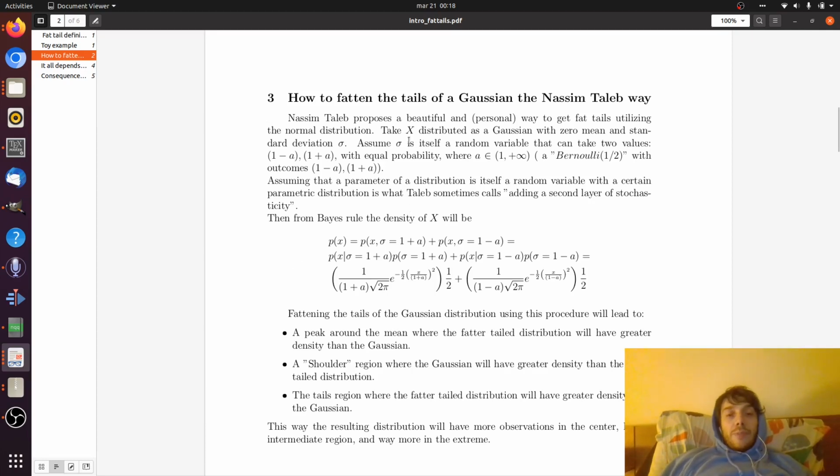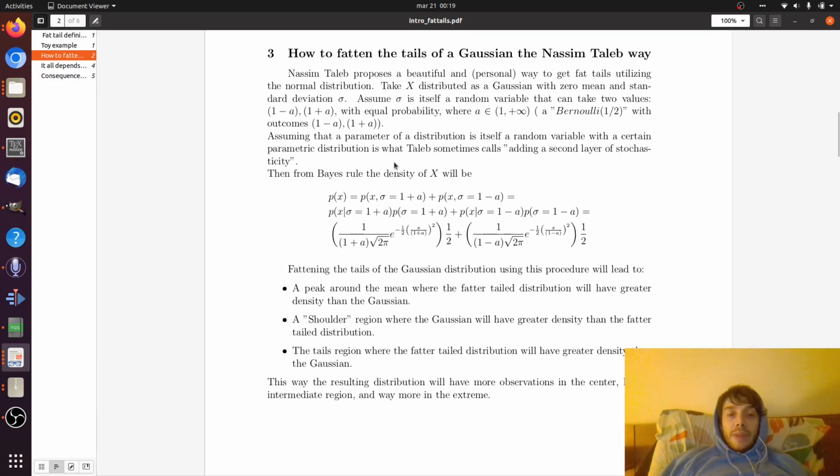So for a very simple way to make sigma itself stochastic, we can assume that sigma takes only two outcomes, 1 minus a and 1 plus a, where a is some real number. And these outcomes both have probability 1/2 of happening. So this is a very simple way of making the standard deviation of a Gaussian stochastic.